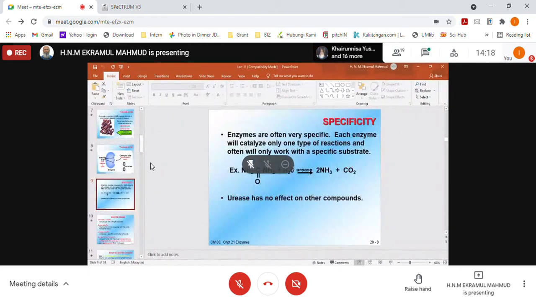So enzymes are often very specific. Each enzyme will catalyze only one type of reaction and often will only work with a specific substrate. For example, urea will be hydrolyzed to form ammonia and carbon dioxide. We use urease as the catalyst. This is your enzyme catalyst, right? Urease has no effect on other compounds. It is only used for converting urea to ammonia and carbon dioxide.